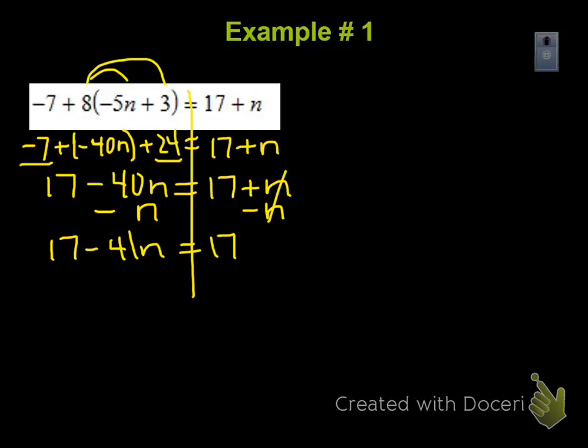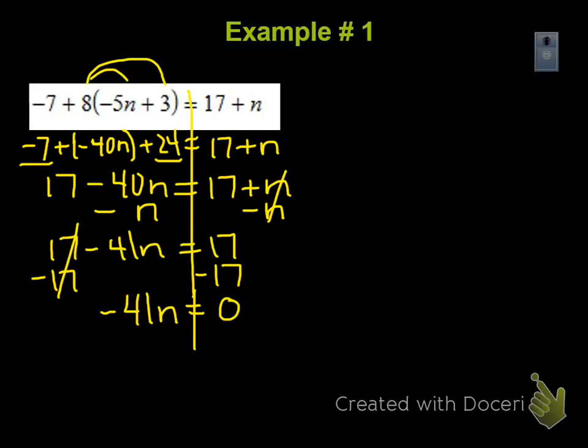Now that my variables are all together, I'm going to get my other numbers on the other side. So I need to subtract 17 on the left here, subtract 17 on the right, and I get negative 41n equal to 0. Now, if I take a look at this, many students get in such a quick habit of saying, oh, that doesn't work. There's no answer. This is no solution.